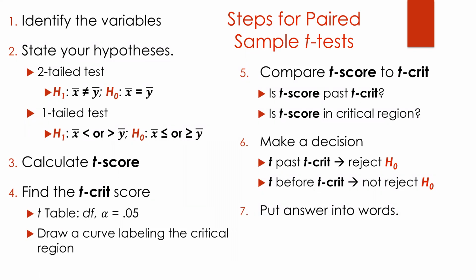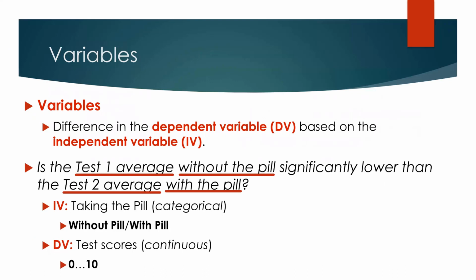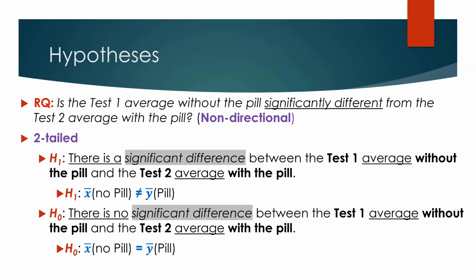Calculation of the t-score is slightly different, but the same 7 steps are exactly the same as they were with the other 2 t-tests. So step 1 is our variables. We already identified this. We have our categorical independent variable, which is taking the pill. 2 groups: the one without the pill, the one with the pill. And then our measurement, our average, for the dependent variable is test scores, which is continuous, and it ranges on a scale of 0 to 10. So we want to know, is there a difference between the average test scores without the pill compared to with the pill?